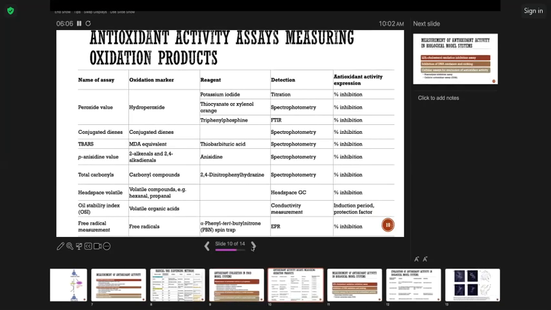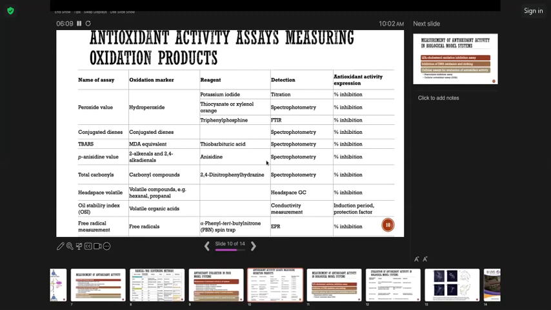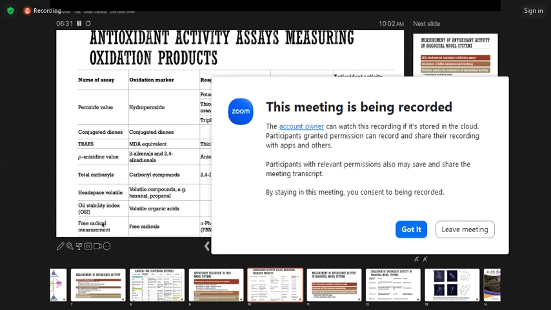So the next one, antioxidant activity assays, measuring the oxidation products. There are a few assays here. The first one, you may focus on the peroxide value. The second one, conjugated dienes and TBARS, followed by the anisidine value, then total carbonyl, and lastly, the free radical.